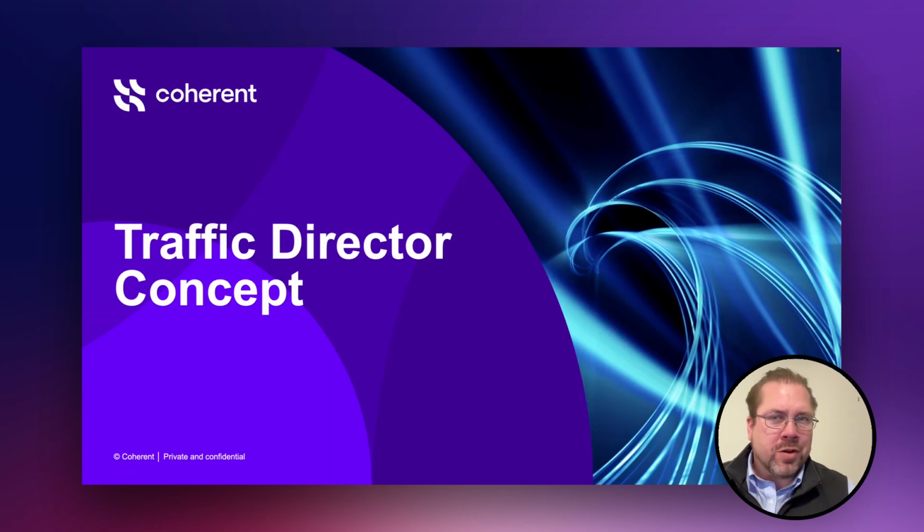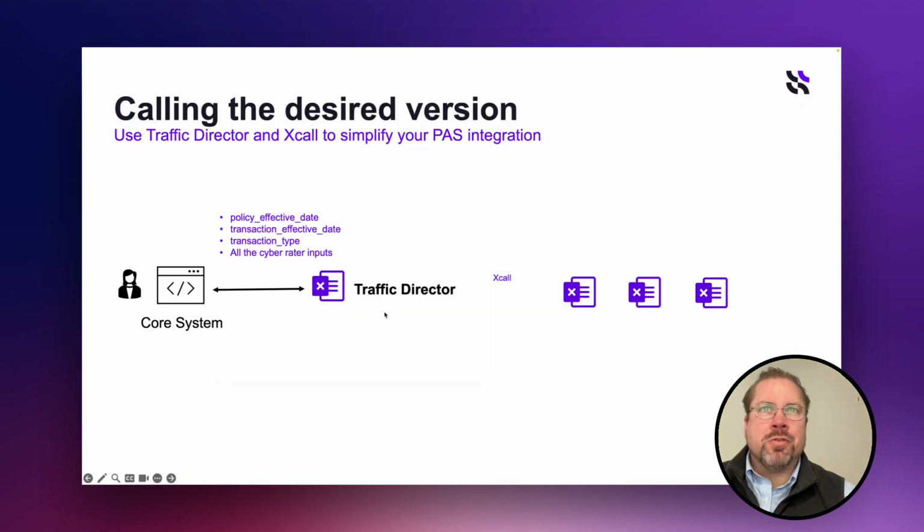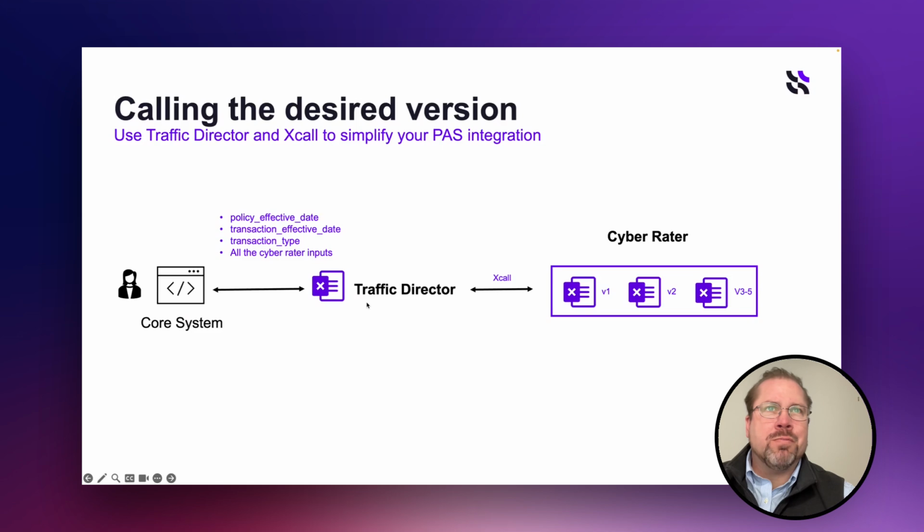I would like to bring to life a simple but important traffic director pattern. You'll remember that the idea of a traffic director is to have an Excel model that makes routing decisions about downstream models that need to be called. In our scenario today, we have a Cyber Radar over here on the right that has multiple versions, version 1, 2, 3, 4, and 5. Based on things like the policy effective date or the transaction type, one of those versions of the Cyber Radar needs to be called.